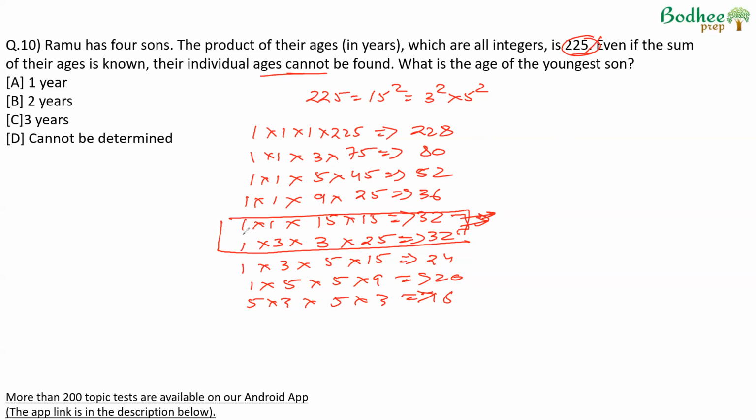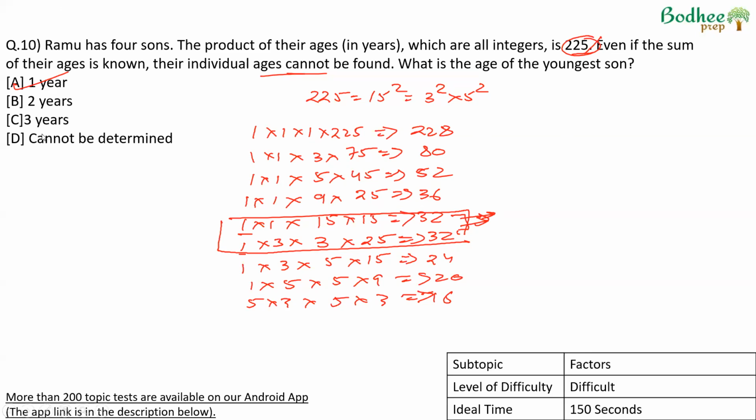What is the age of the youngest son? In both the cases, we can say that the youngest son is 1 year old and therefore option A becomes my answer. I will say that this question is a difficult question because there is a very easy chance of missing out on cases. Even understanding of the question might be difficult and therefore 2.5 to 3 minutes easily to attempt the question.